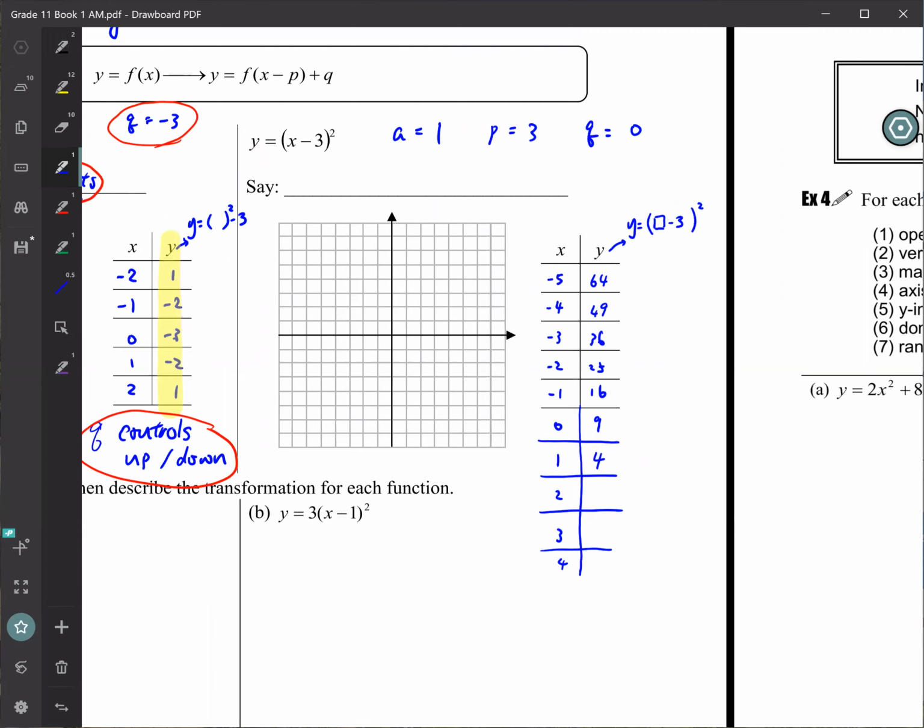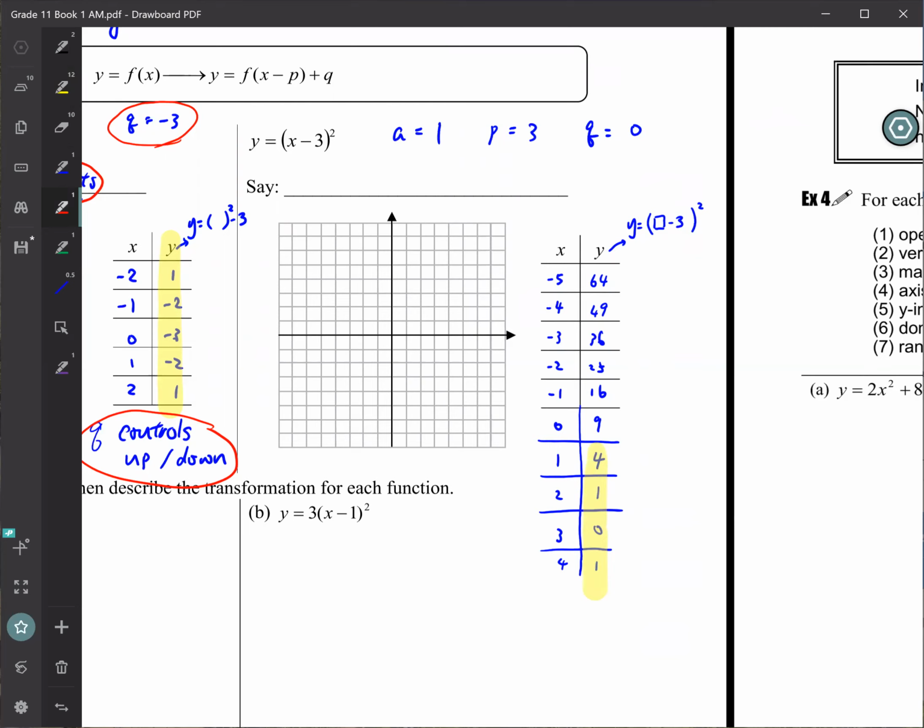Okay, can I have Brennan? What's your answer for the y? For 0, it's 9, 4, 1, 0, 1. Okay, good. So let's plug it in. Now the numbers starting from the 4, 1, 0, 1, I can fit it in, right? So let's graph that section.